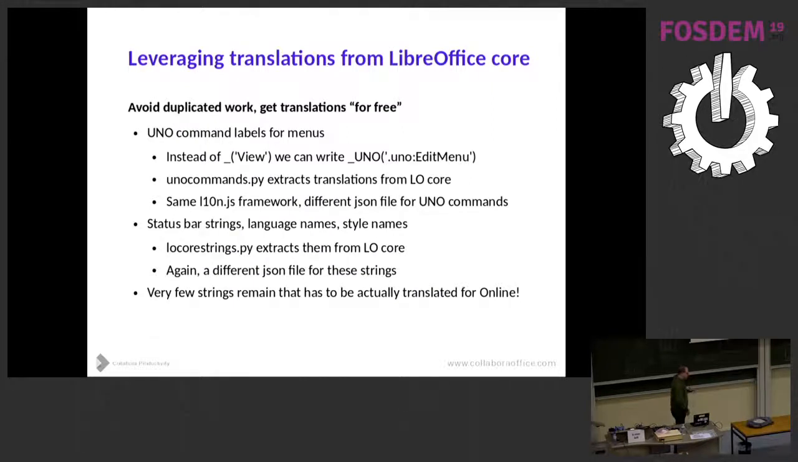So the other problem was when the UI got richer, we had many strings to translate, but those strings were already translated in the LibreOffice core. So the idea was to leverage as many strings as possible from LibreOffice core, and here came the idea of, instead of having the strings literally in the JavaScript, we refer to them with their UNO command label, and this way we can leverage strings from the LibreOffice core.